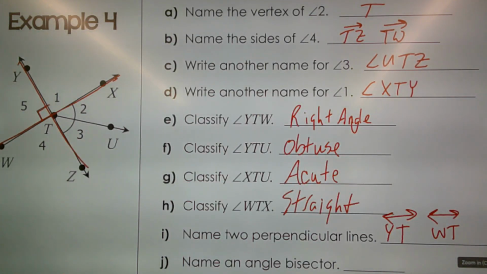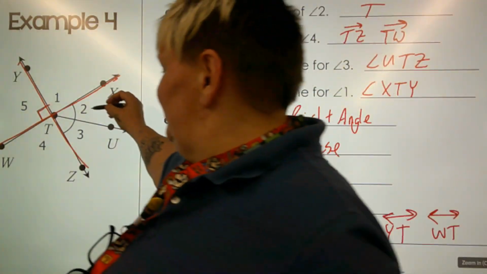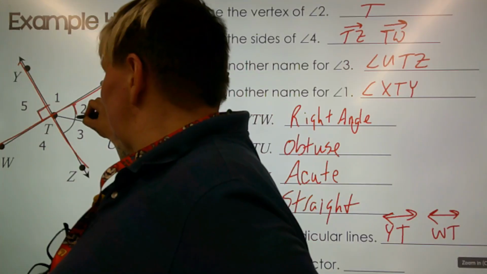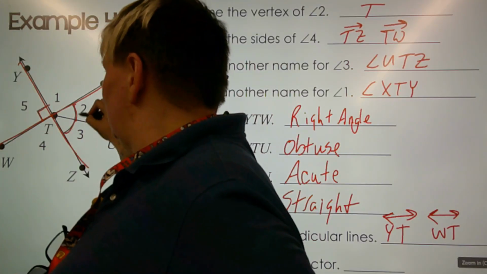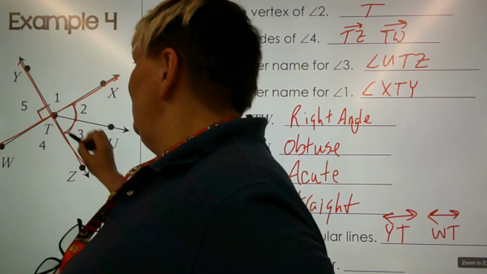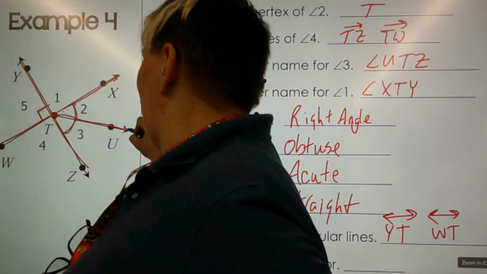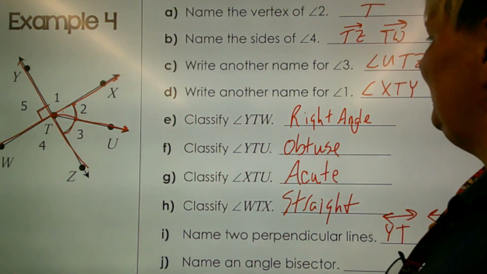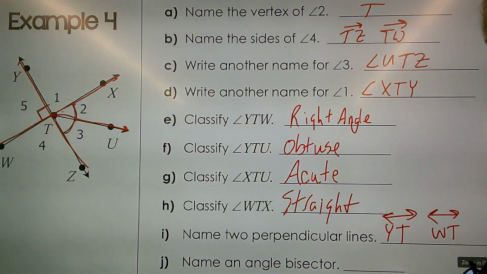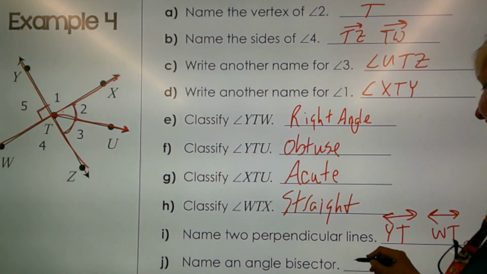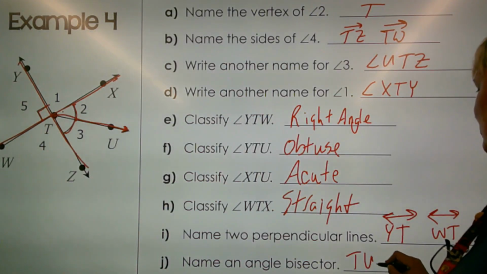Name an angle bisector. Alright, so this means that this and this are equal, congruent, right? Which means that this bisected the angle and cut it in half. So all I need to do is name that ray. The angle bisector is ray TU.